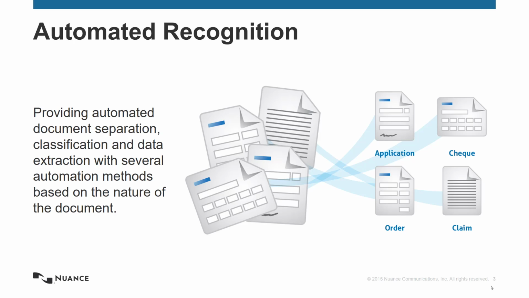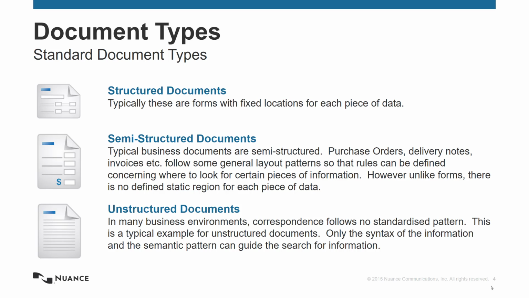And it does that by separating the documents, classifying them based on a set of information that it understands about the document, and then extracting the relevant data from that document type. It handles a number of types of documents, and the one we're going to look at predominantly in this short presentation is semi-structured documents, and they are typical business documents. An invoice is a typical semi-structured document.